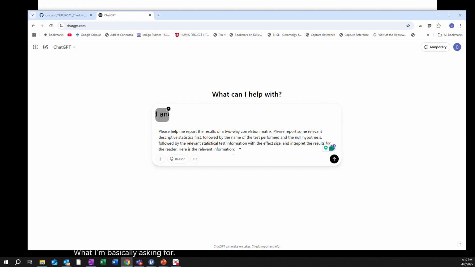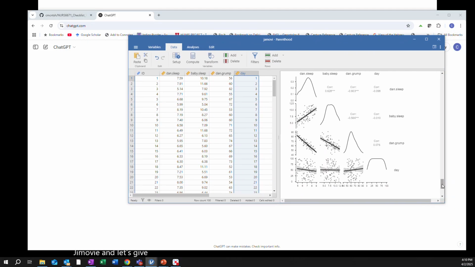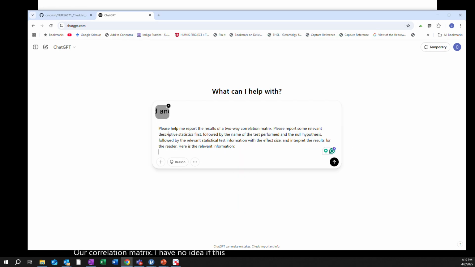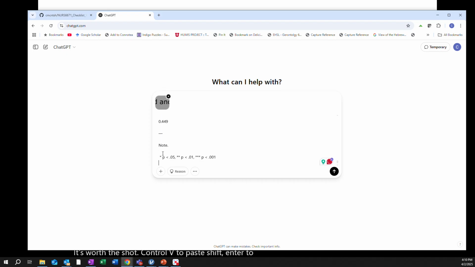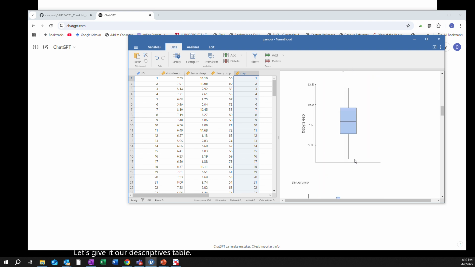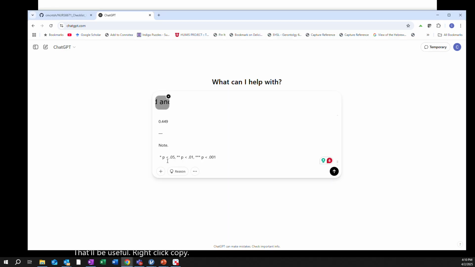and here's the information. I'm going to hit Shift Enter to go down to the next line. Let's get into Jamovi, and let's give it our correlation matrix. I have no idea if this is going to work or not, but it's worth a shot. Control V to paste, Shift Enter to go down one line, and let's give it our descriptives table. That'll be useful. Right click, copy, and Control V to paste, and Shift Enter.